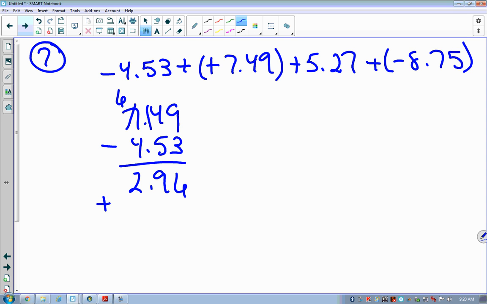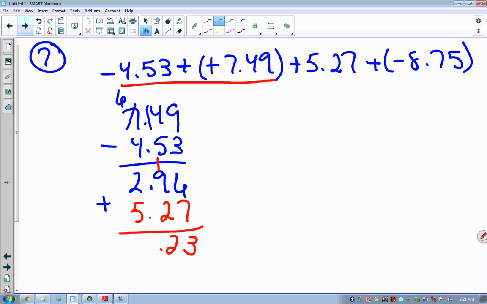No, already did that. Already used 7.49. We've already covered that. 5 plus 5.27. Okay, 6 and 7 is 13. Okay, that should be 12 and 8, right? What's next? 8 points. So we've got 8.75.